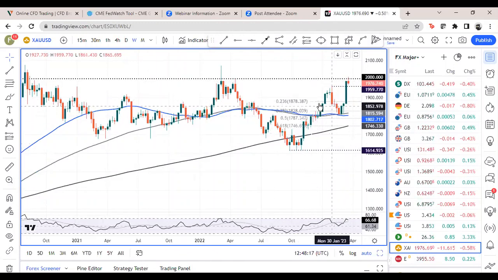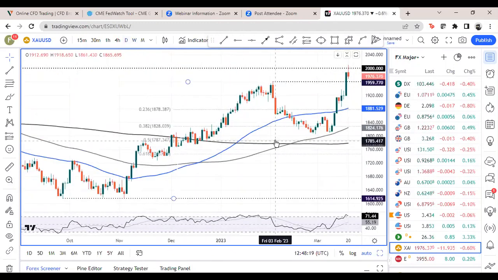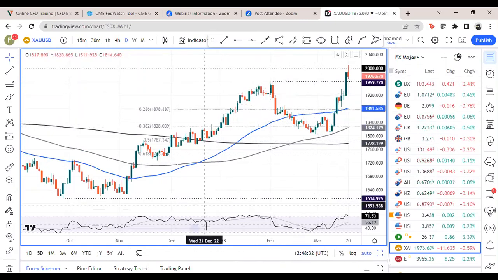If we don't, then we've got near-term support at the February high at 1959. Below there, we get back to 1920 or so.